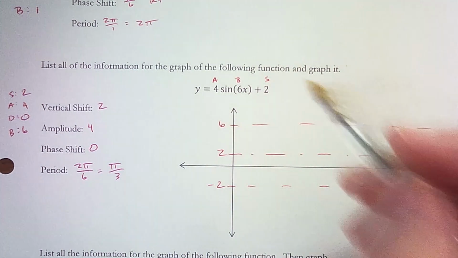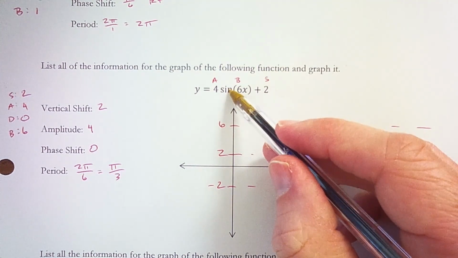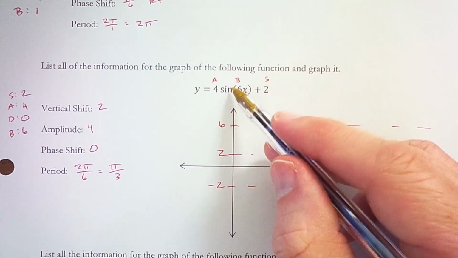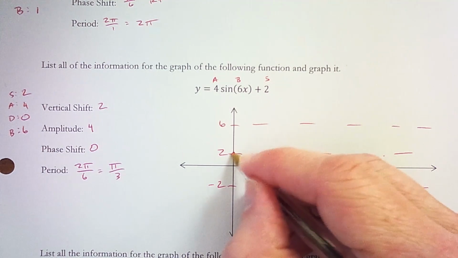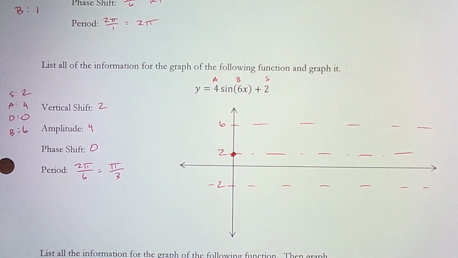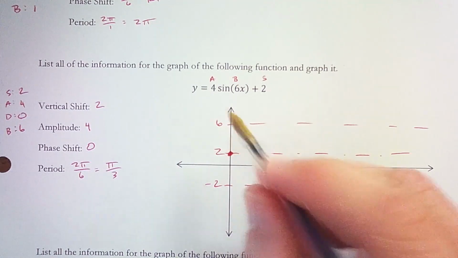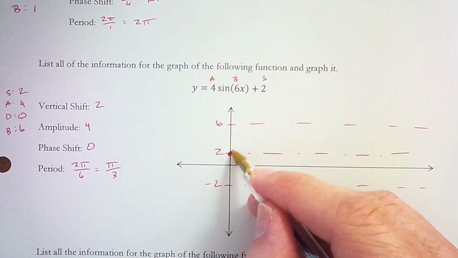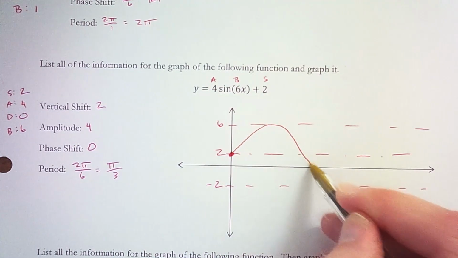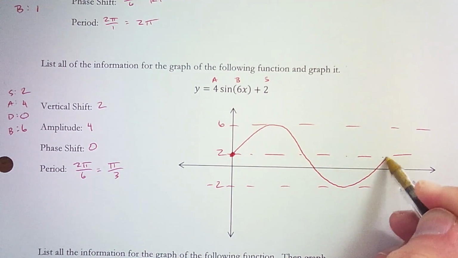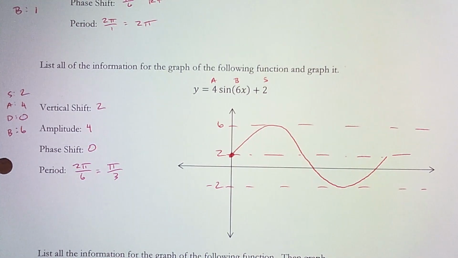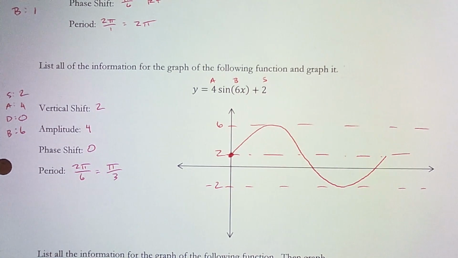It is a sine equation, and sine, the first output for sine is 0, which means it's going to start right here on its center line. And let's graph one cycle, so it's going to go up. It is positive 4 sine, so it will go up first, and then down to the minimum, and back to the center line. And there is one cycle.